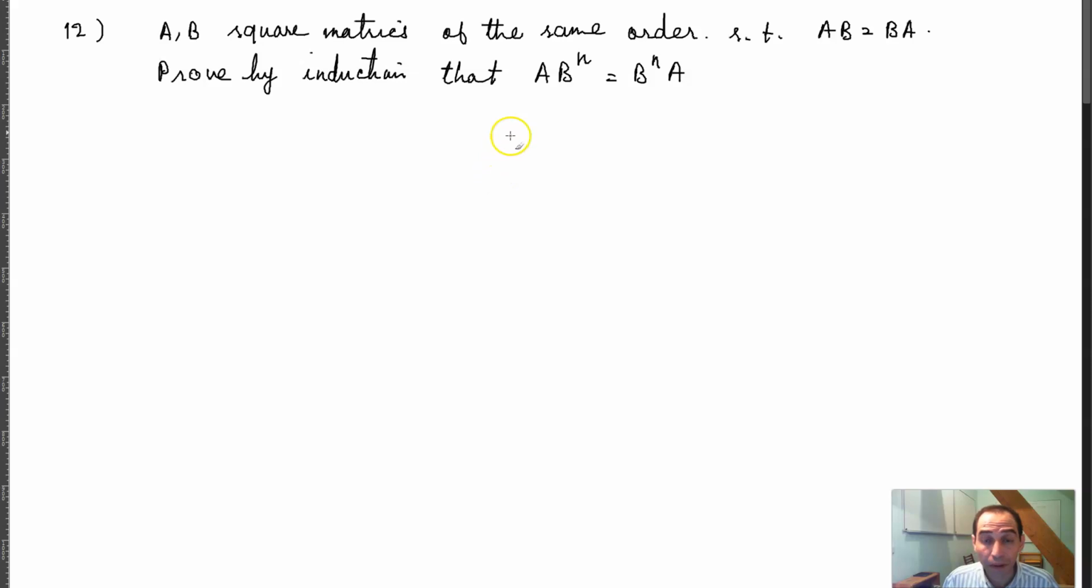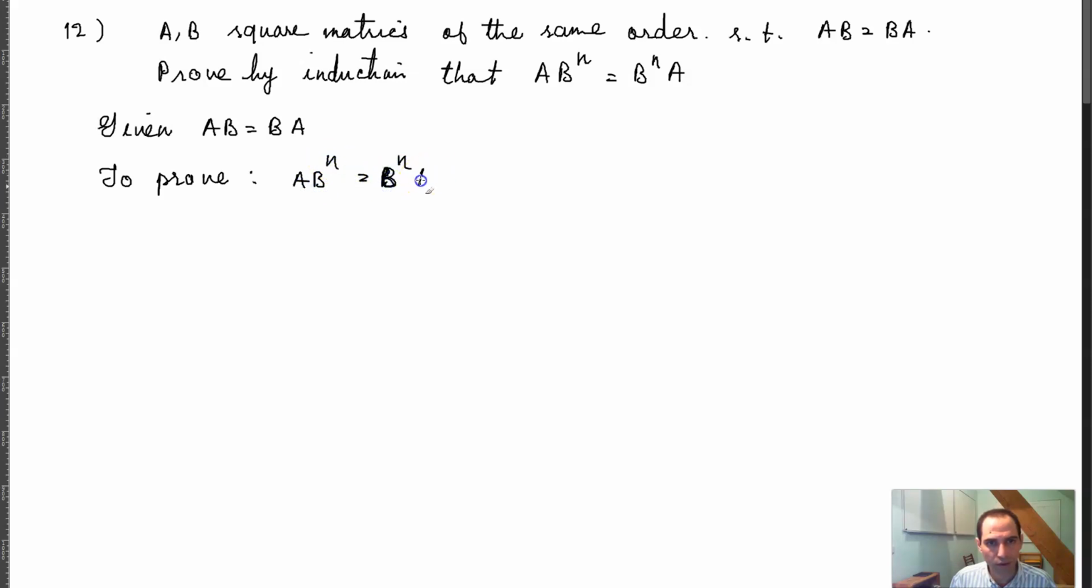Okay? And there is one more part to be proved here. We will prove that later. So basically we know that A and B are square matrices of the same order, and we know that they commute. So the given in this problem is that AB is equal to BA, and these are square matrices of the same order. We want to prove that this is the case. We want to prove that A times B raised to the power n is equal to B raised to the power n times A.